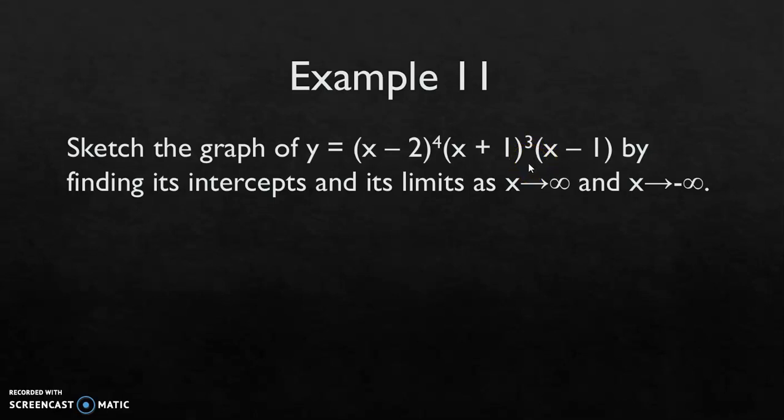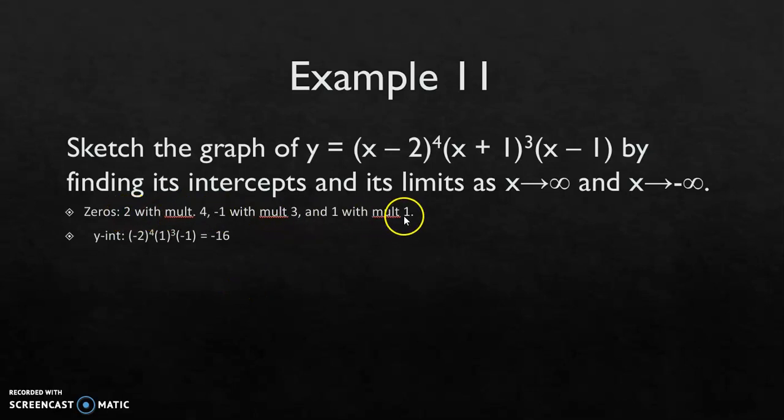Then we also need the y-intercept. And the way we do that is we actually just look at these numbers here, the last few numbers. So I'm going to do negative 2 to the 4th power, which is 16, 1 to the 3rd power, which is 1, and negative 1. And I'm going to multiply them all together. So 16 times 1 times negative 1 is negative 16. So that's my y-intercept. So here's what I have so far. Here are my zeros, and I abbreviated multiplicity with MULT. And then here's my y-intercept. That's the work we just talked through.